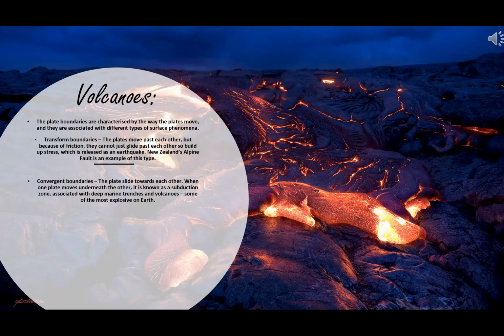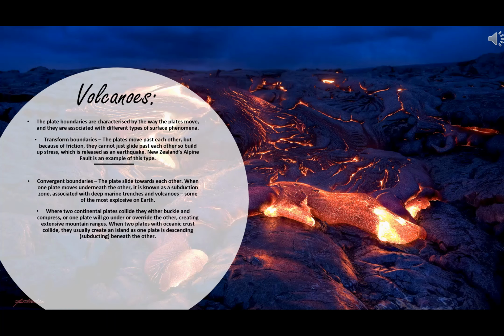Convergent boundaries. The plates slide towards each other. When one plate moves underneath the other, it is known as a subduction zone, associated with deep marine trenches and volcanoes, some of the most explosive on Earth. Where two continental plates collide, they either buckle and compress, or one plate will go under or override the other, creating extensive mountain ranges. When two plates with oceanic crusts collide, they usually create an island as one plate is descending, subducting, beneath the other.